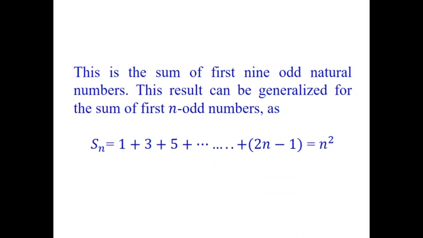This result can be generalized for the sum of first n odd numbers as Sn is equal to sum of first n odd numbers is equal to 1 plus 3 plus 5 plus up to 2n minus 1. That will be equal to n square.